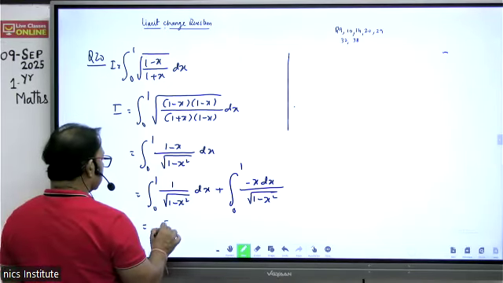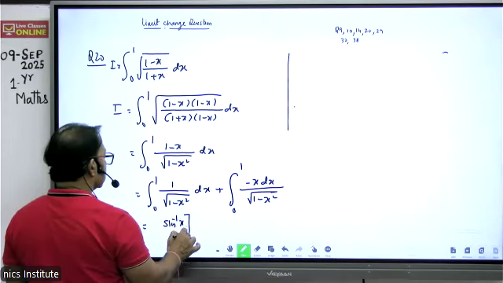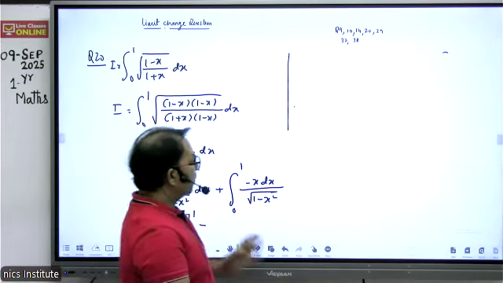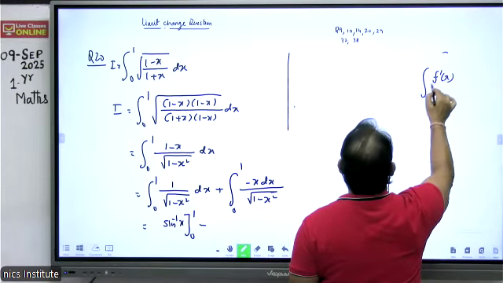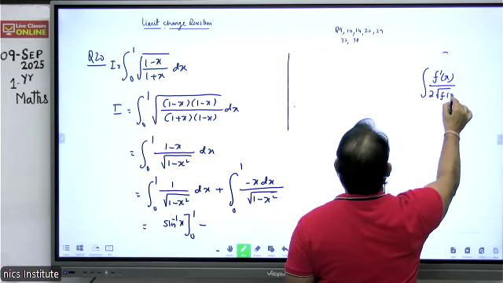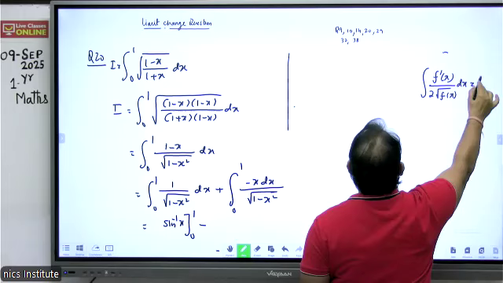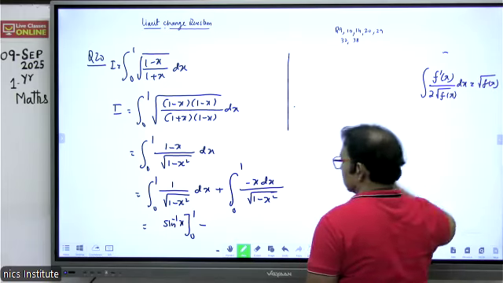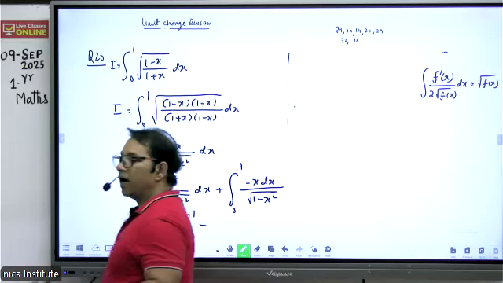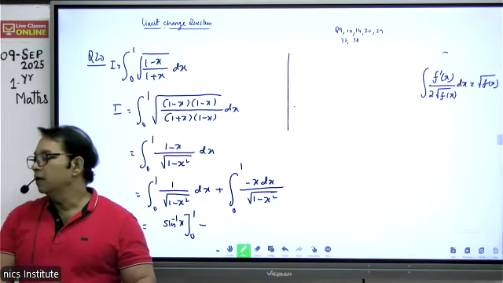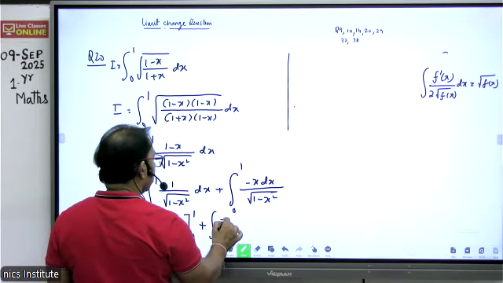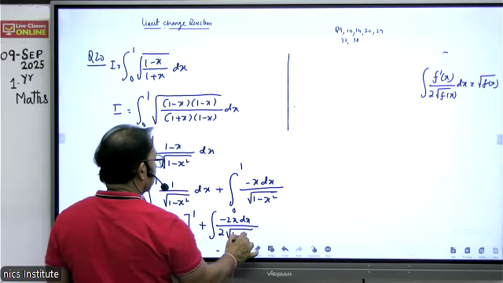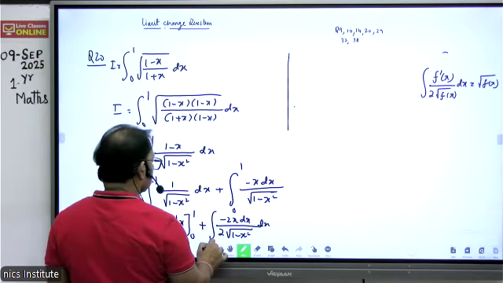The first part is sine inverse x from 0 to 1. In the second part, if you don't want to substitute anything, you have this result: the integral of f dash x by 2 root fx dx is always root fx. You can directly use this result, so there's no need of substitution. All you do is multiply by 2 and divide by 2, and then you can apply this formula directly.